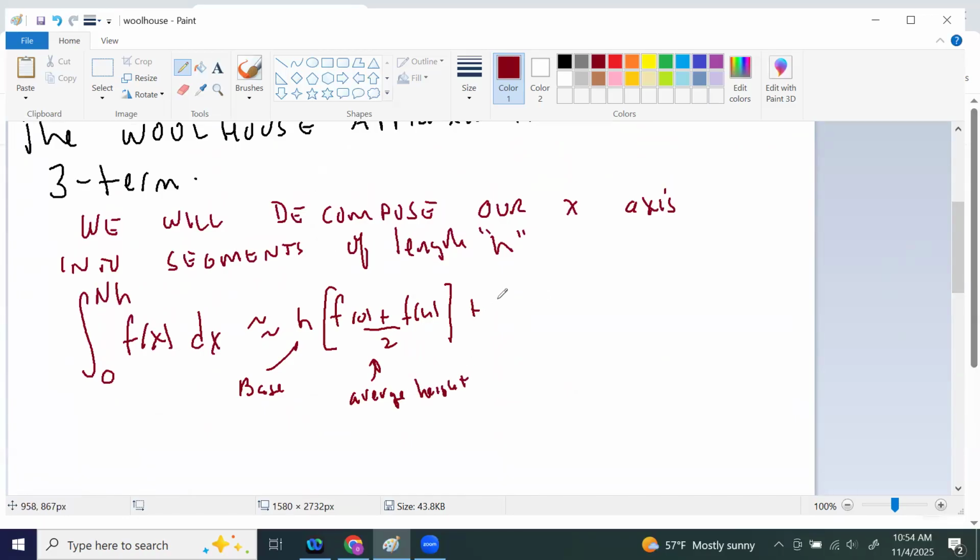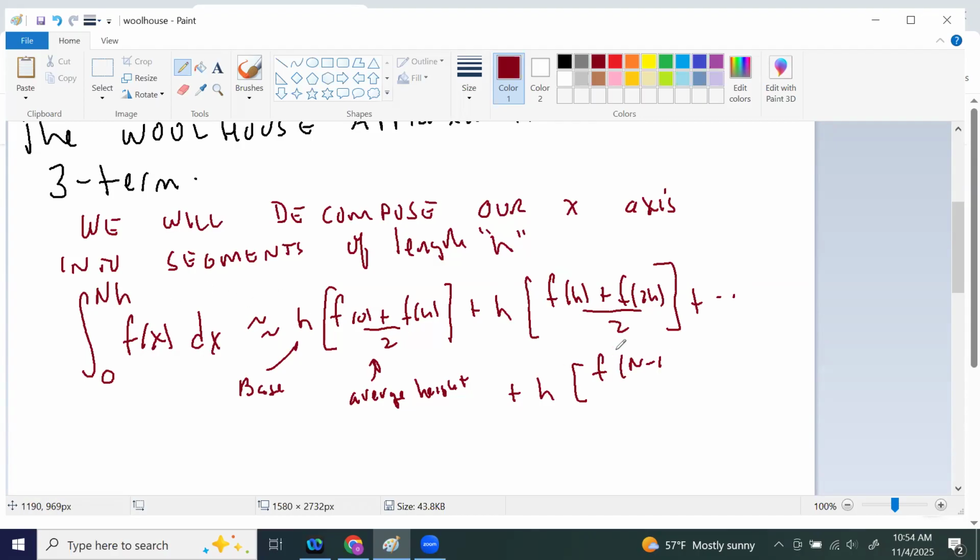And we do this again. Now we're starting at f of h, f of 2h, average height, and so on until we get to the final term, which, since we go out to n intervals, is f of (n minus 1) times h plus f of nh, over 2. So this is the trapezoid approximation.